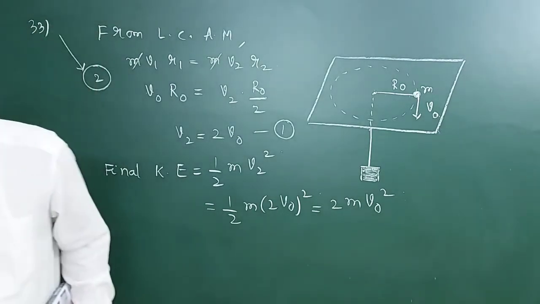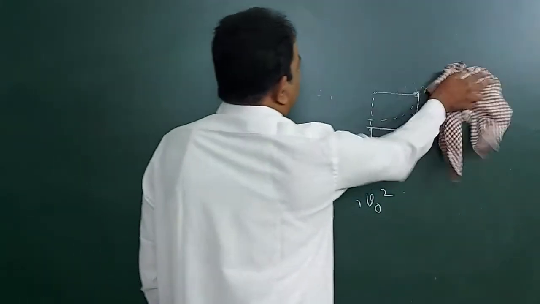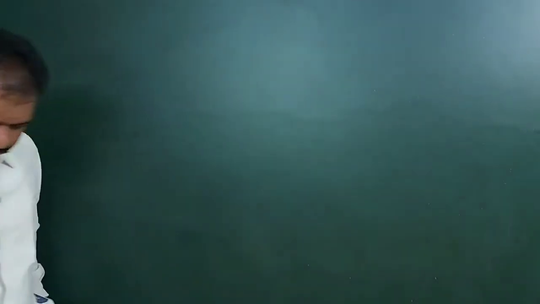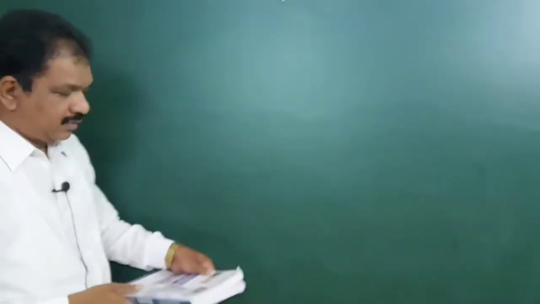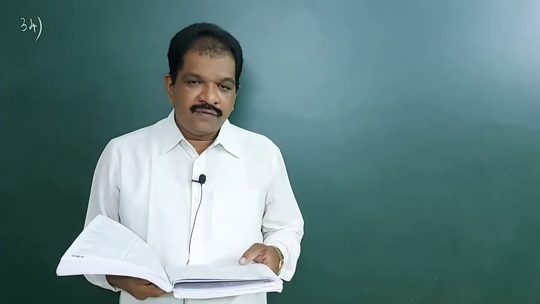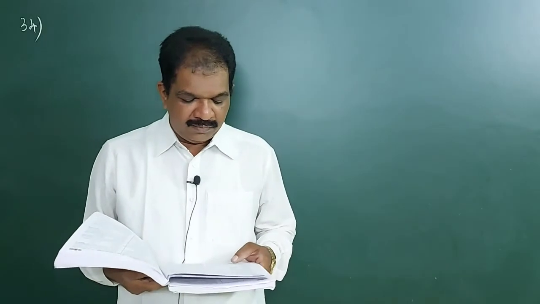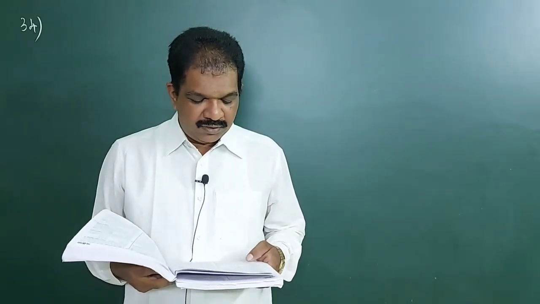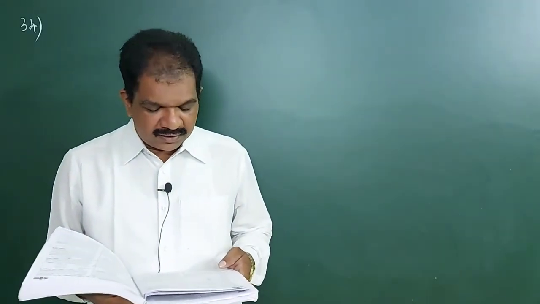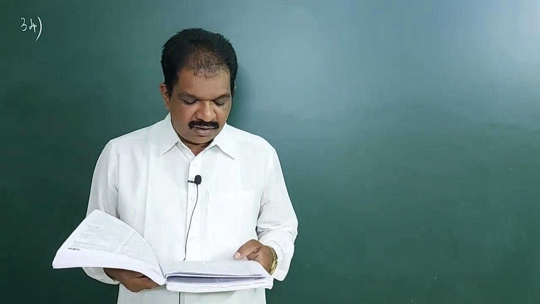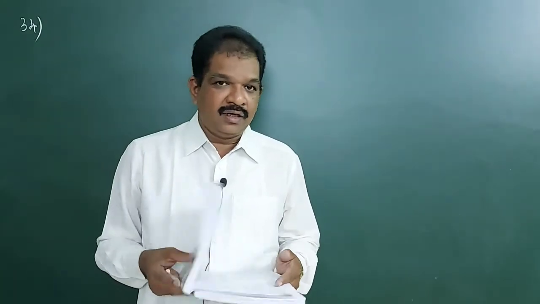Now 34. A rod of weight W is supported by two parallel knife edges A and B and is in equilibrium in a horizontal position. The knives are at a distance D from each other. The center of mass of the rod is at a distance X from A. The normal reaction on A is.